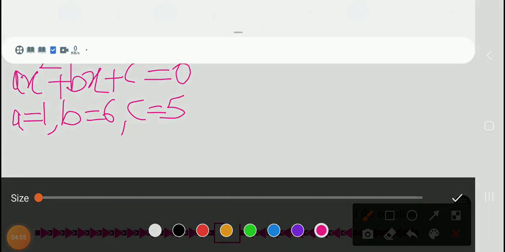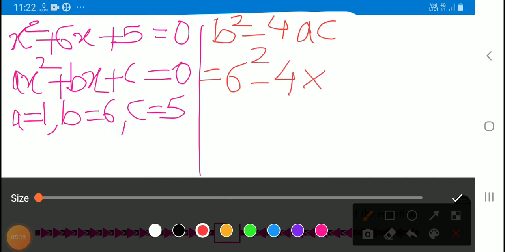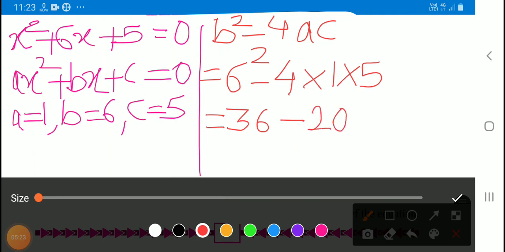Now first of all we will find the value of b square minus 4ac. So b square minus 4ac is equal to, b is here 6, so 6 square minus 4, a is 1 and c is 5. 6 square is 36 minus 4 ones are 4, 4 fives are 20. So how much remains here? 16. So the value of b square minus 4ac is equal to 16.